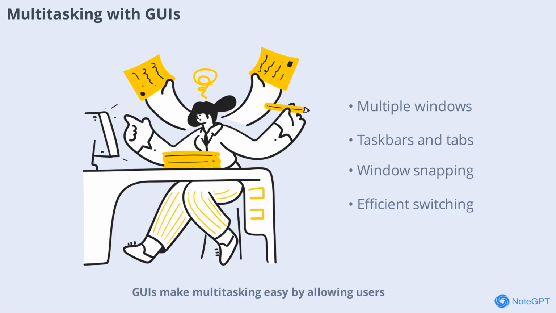GUIs make multitasking easy by allowing users to open multiple windows or applications at once. Features like taskbars, tabs, and window snapping help users organize their work and switch between tasks efficiently. This flexibility is a major advantage of graphical interfaces.